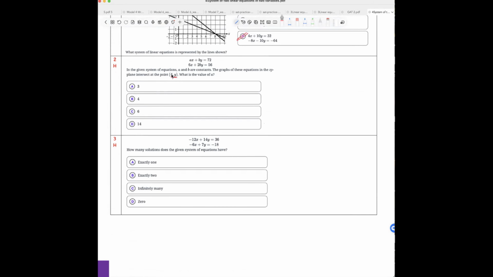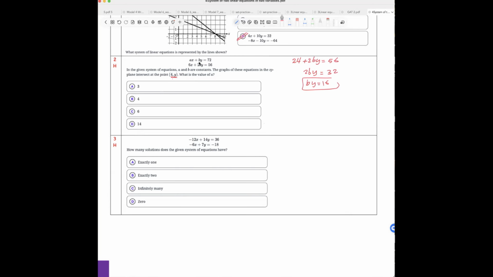So if you put the value of x equals 4, we will try to find the value of by. If you plug into the second equation, in the place of x put 4, so 6 times 4 will be 24 plus 2by equals 56. I think this is an easy equation. You can subtract 24 from both sides. So 56 minus 24 will be 32. Divide both sides by 2, it means by equals 16.